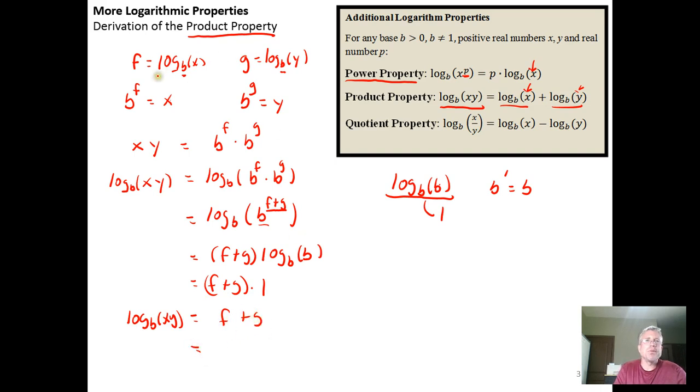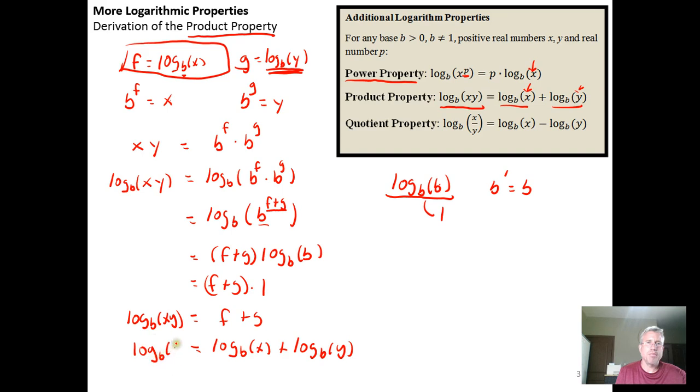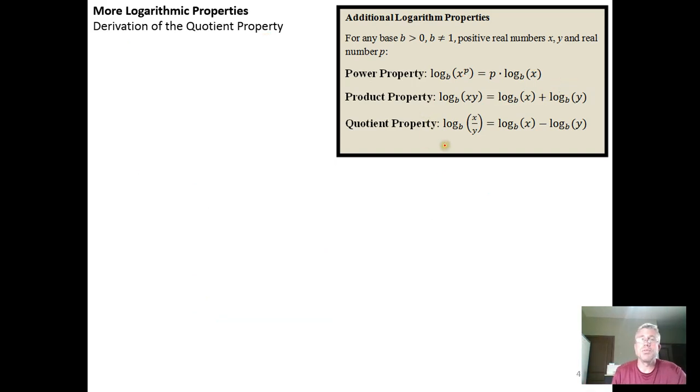But what does f equal? Well, f is the name we gave log base b of x, plus what is g? G is just the name we gave log base b of y. So we'll do substitution to establish the result that log base b of x times y is the same as log base b of x plus log base b of y, which establishes the product rule. Finally, we'll establish the quotient rule by using a combination of the previous two properties.